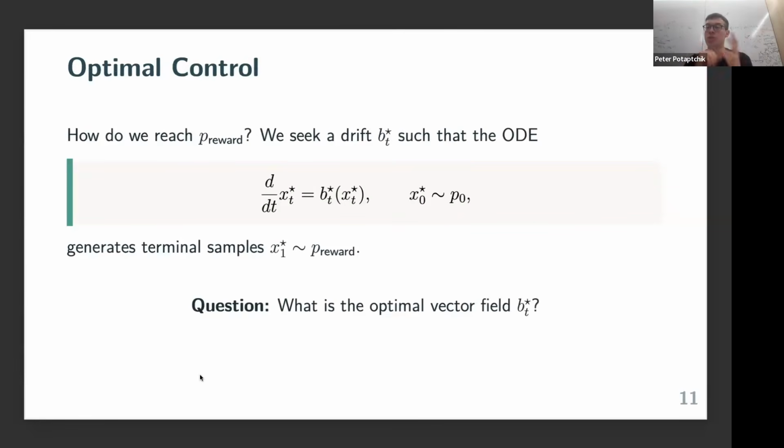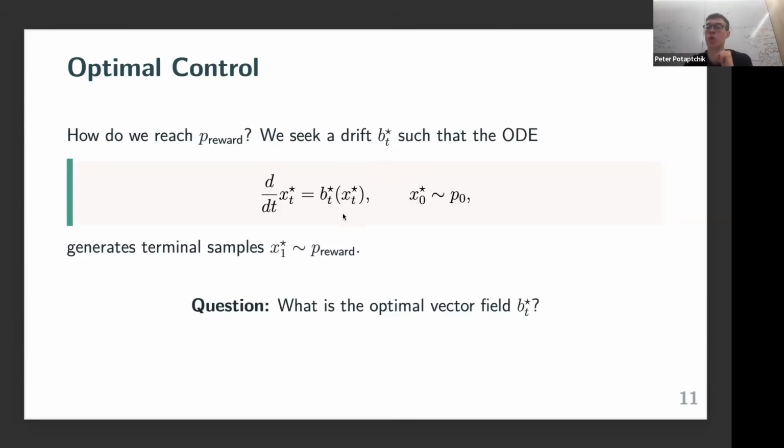Now, despite the operational differences between those two paradigms, the mathematical solution is actually the same in both cases. So we had a drift b_t that took us from P0 to P1. Now we're going to search for an ODE with drift b_t star, where the star denotes the optimally tilted drift, such that if we use the drift b_t star and take samples from the prior distribution P0, it's going to transport us to samples from the tilted distribution P reward instead of the data distribution P1.